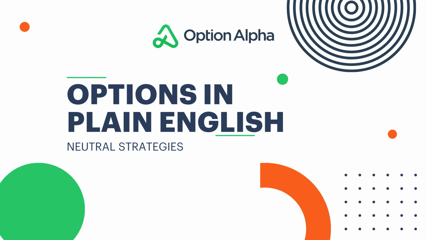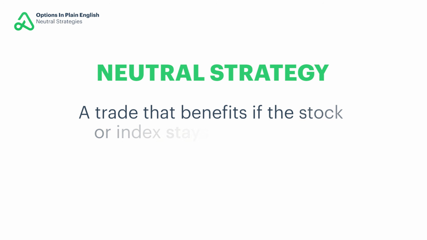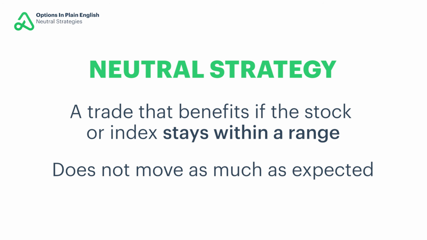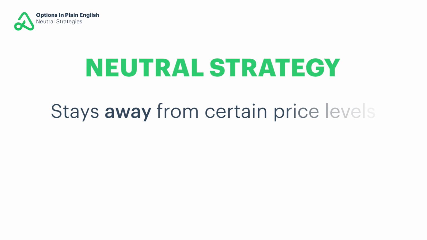A neutral option strategy is a trade that can benefit when the stock or index stays within a range, does not move as much as expected, or stays away from certain price levels. You're not trying to pick the exact next move. You are building a trade around boundaries. Instead of saying, I need this to go up or down, a neutral trader might say, I need this to stay between this level and this level. That's the shift.